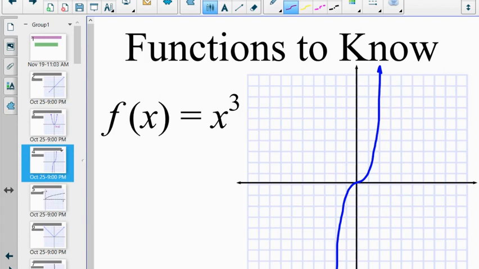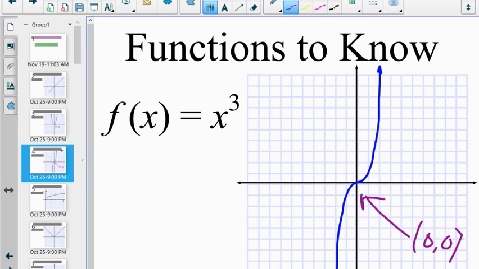F of x equals x cubed has a little bit different shape to it. It increases a little more quickly. 2 to the third power is 8, so this thing goes off the scale pretty quickly. It levels out at the middle. I can't exactly call that the vertex, but that point where the wiggle changes from curving down to curving up, that also happens at the origin, the point 0, 0.